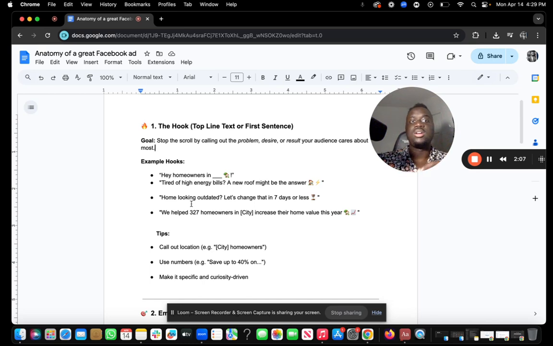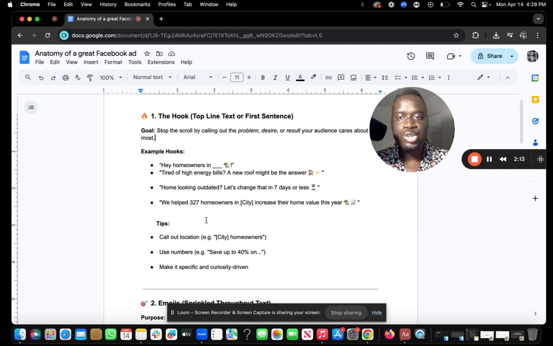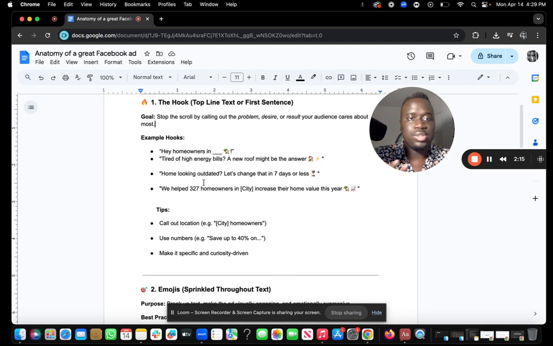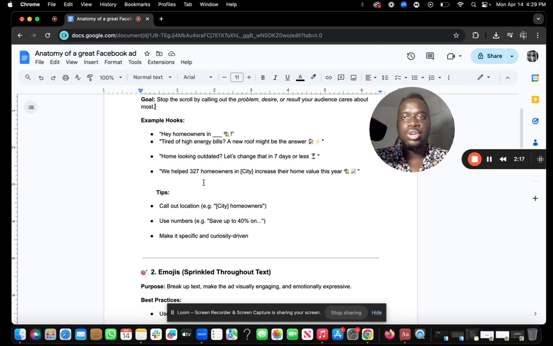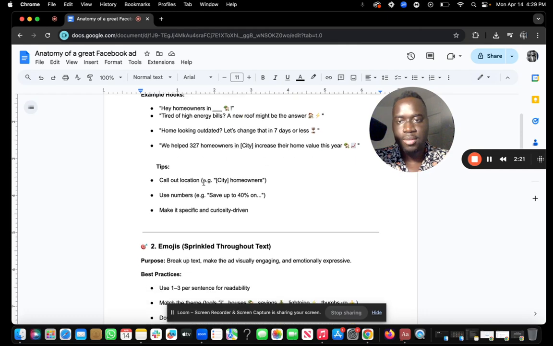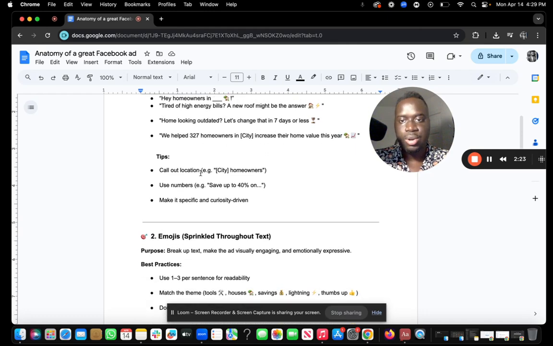And then from there, they are more curious about what your offer is, like what you have to offer in the ad, which we'll talk about. So those are examples of hooks. Usually, hooks will be in the first sentence, second sentence of your ad, right? So call out the location, use numbers, be specific. If they're saving money, how much are they saving? Because that really drives curiosity.